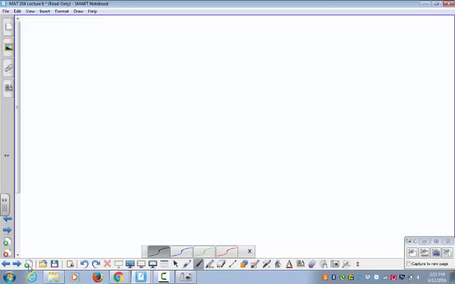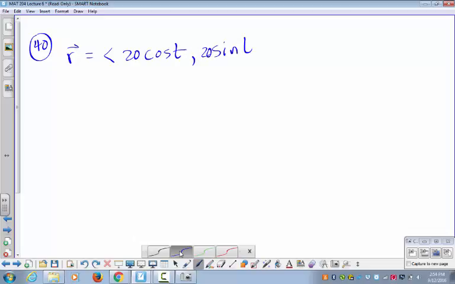number 40. Components of acceleration, number 40. So in this one, we have the following curve. 20 cos, 20 sine. So another helix-like thing, depending on what the t range is. All right, so it just says find our components.